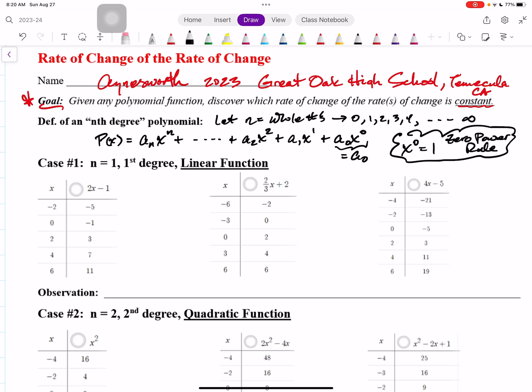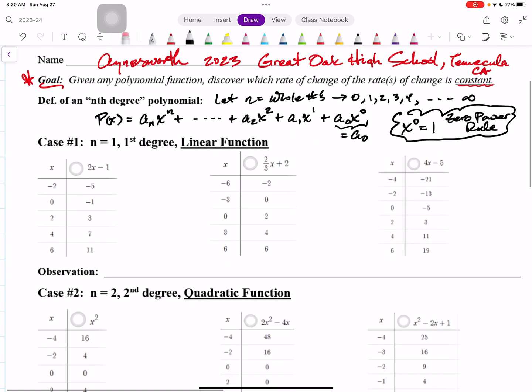All right, now let's take a look at case 1 here where n equals 1. We're talking about first degree linear functions. We're talking about lines. Okay, so what we want to do is explore the rate of change. When is it constant? So go back to the goal. Given any polynomial function, discover when the rate of change is constant. So we keep figuring out the rate of change of the rate of change until we figure out when it's constant. That's what we do.